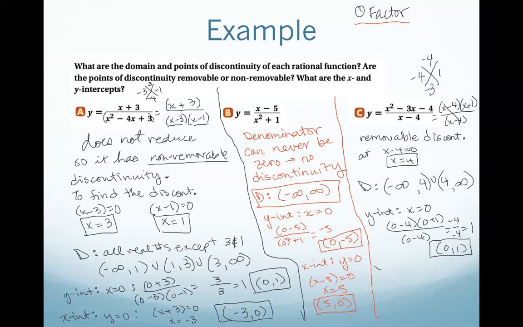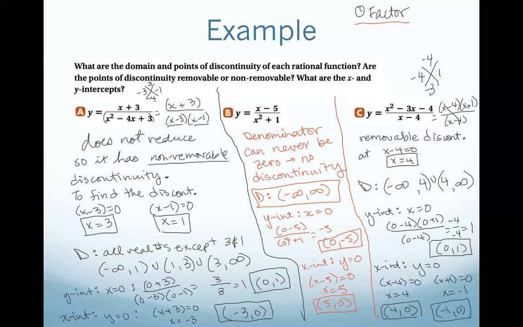To find the x-intercept, we set y equal to 0, which means I need my numerator to be 0. That is x minus 4 is 0, although I also have a factor of x plus 1 equals 0. So I'm going to have two x-intercepts. x equals 4, giving me the point (4, 0), and then x equals negative 1, giving me the point (-1, 0). Two x-intercepts and a y-intercept.